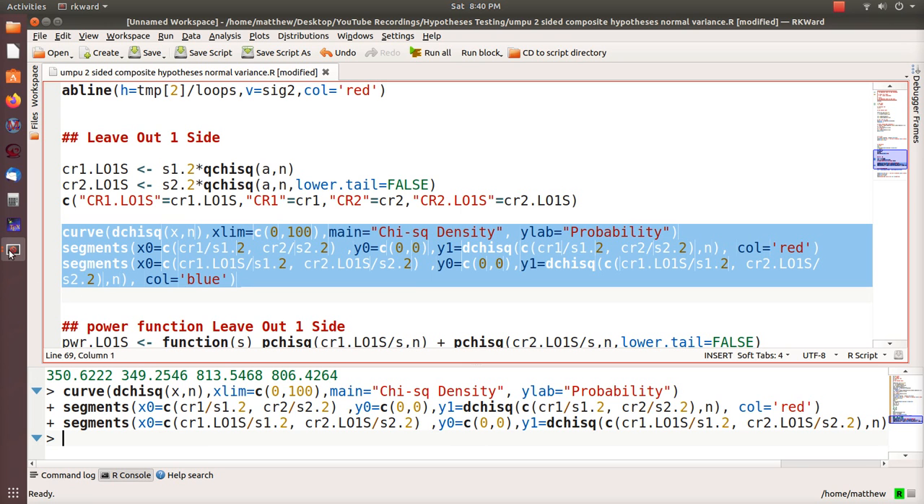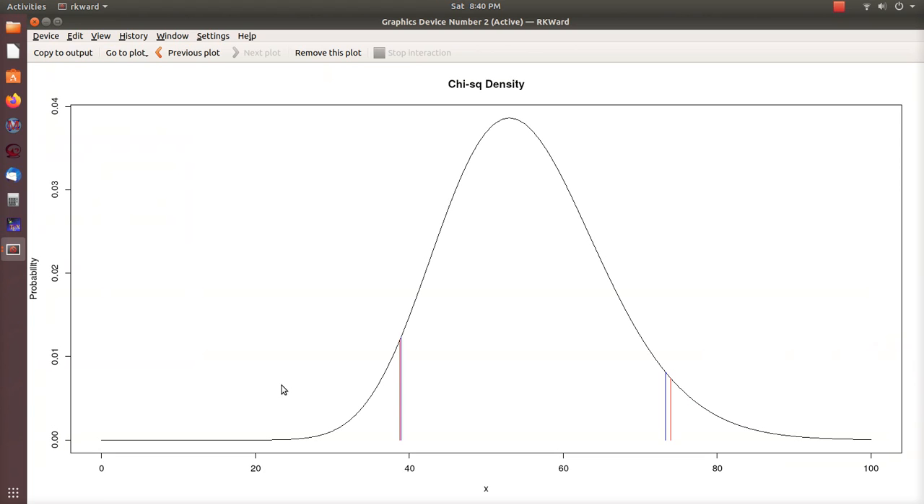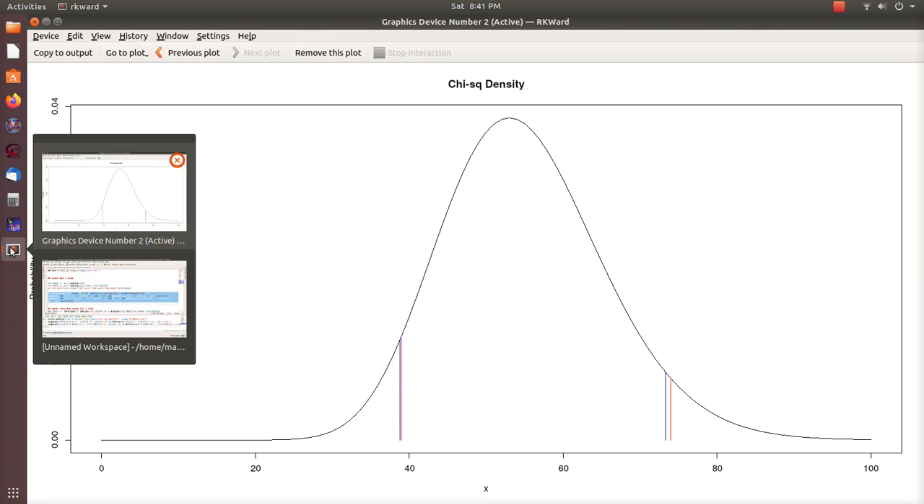So what I plot is the density of the chi-squared that we're looking at. And then I plot the critical region. So the red is the UMPU test. And then the blue is the leave out one side test. And this is it. And so you can tell that the critical regions are very close.